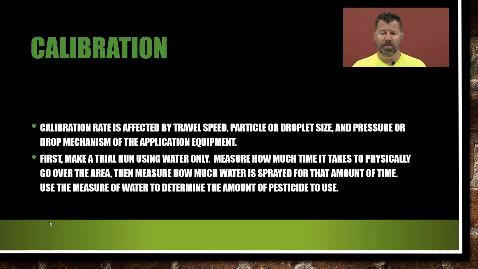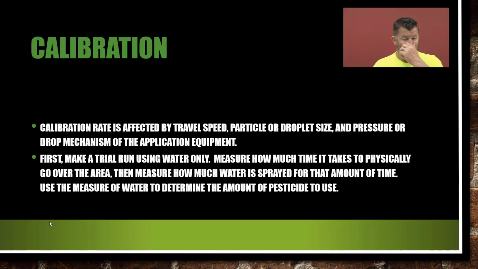Calibration rate is affected by the travel speed, whether walking, pushing it, or riding it. You need to measure it. You need to know how fast it's going. You need to know how fast you're walking. You need to do a stride test and see how long it takes you to get to point A and point B in so many seconds. It's affected by the particle or droplet size and the pressure or drop mechanism of the application equipment.